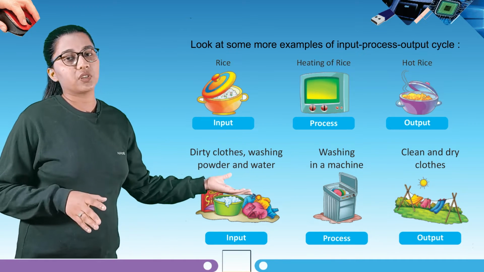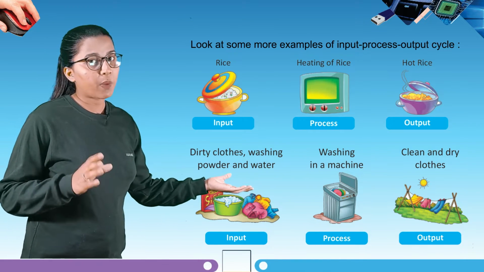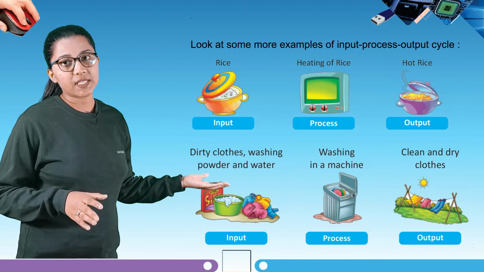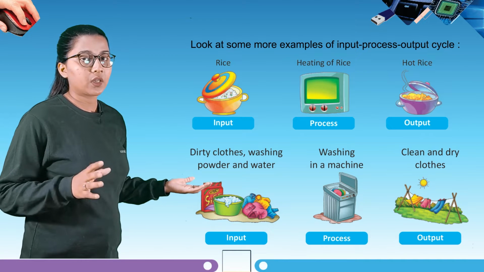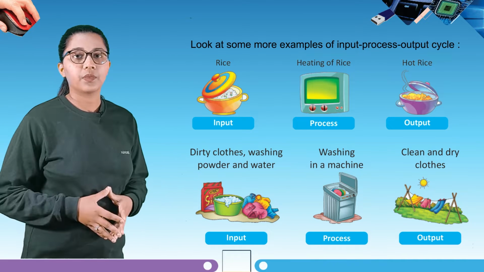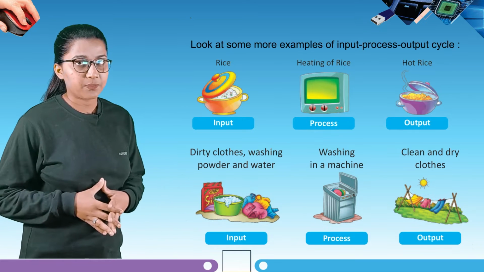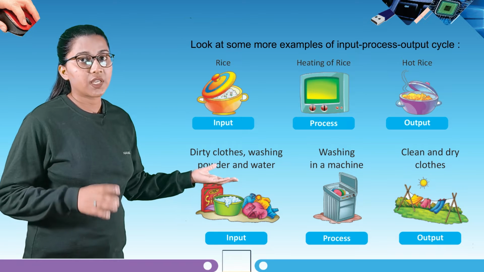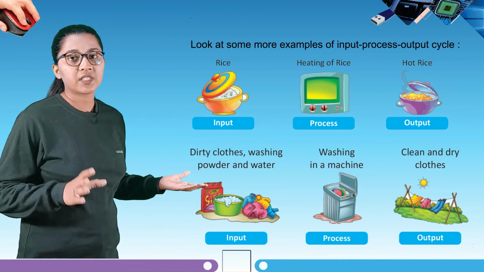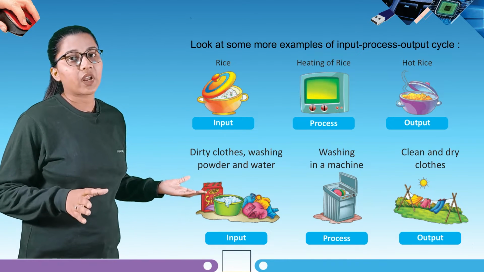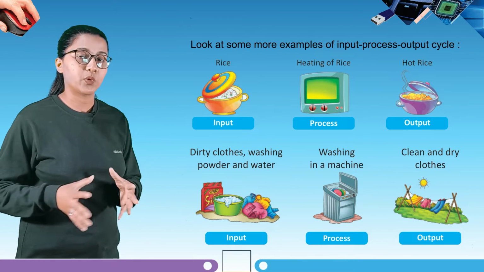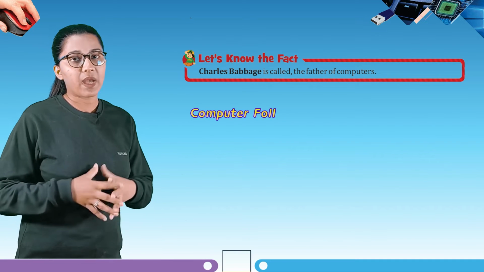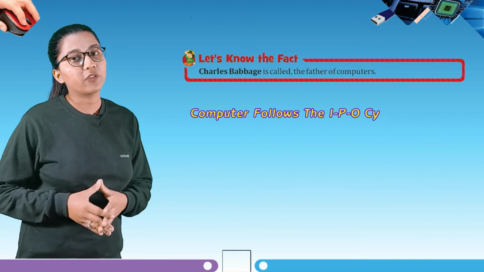Here you can see a picture of dirty clothes with washing powder as our input, a washing machine as our process, then we have clean and dry clothes as our final product. So, what is the process? As you can see, first we have dirty clothes, then we washed it in a washing machine, then as a final product, we have clean and dry clothes. That is our output. So students, now let's know the fact. Charles Babbage is called the father of computer.